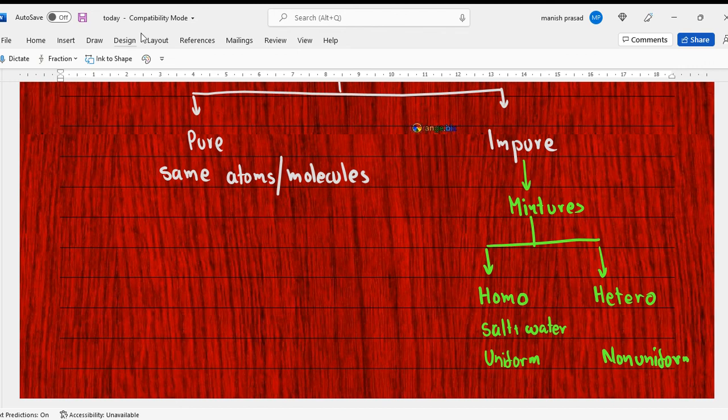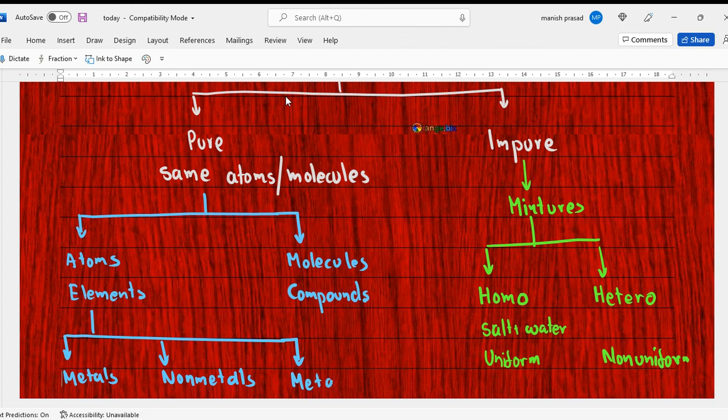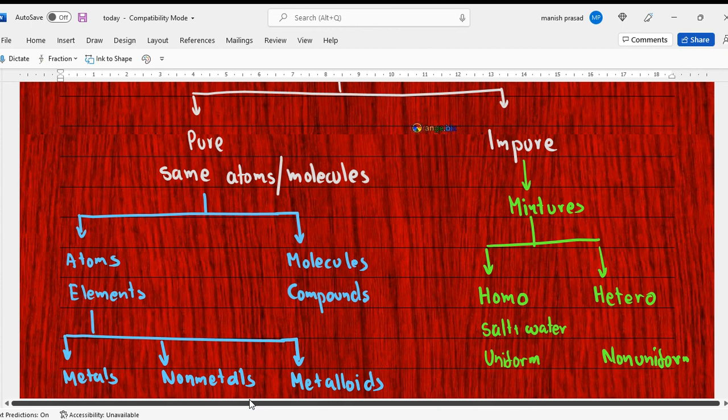Okay, now when substances are made up of the same type of atoms, they are known as elements. And when the substances are made up of the same type of molecules or compounds, then they are known as compounds. Now, these elements can be broadly of three types: metals, non-metals, and metalloids.